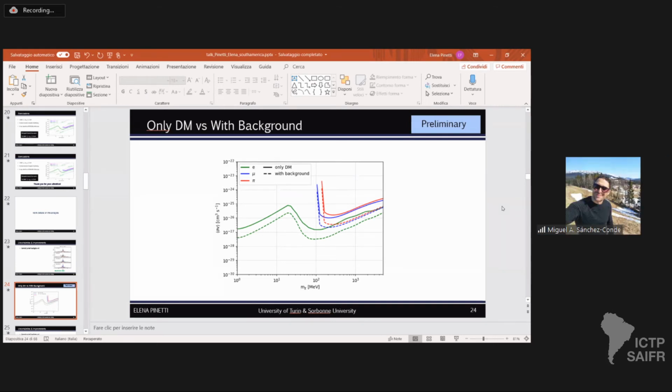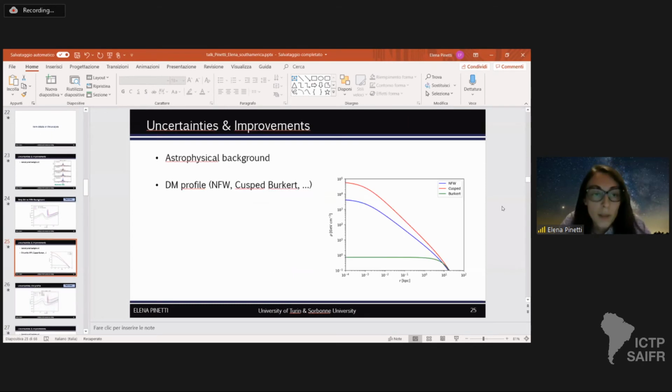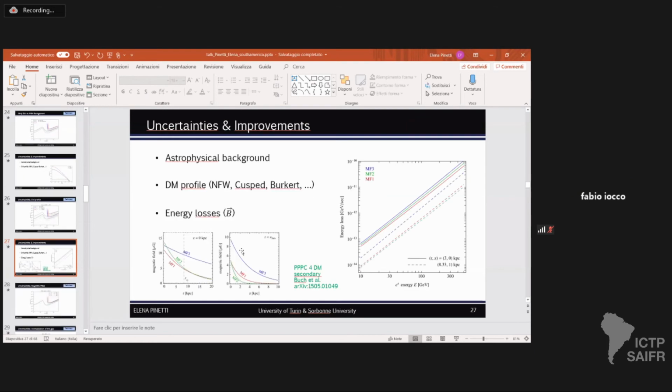So this is actually an issue that we are computing and tackling these days. One of our highest uncertainties is linked to the fact that we are considering an NFW profile. In principle, one can use a Burkert profile or a more cuspy profile. And we see that if we consider different dark matter profiles, they affect our results. A Burkert profile makes the results a bit weaker, while a cuspy profile makes them a bit stronger.